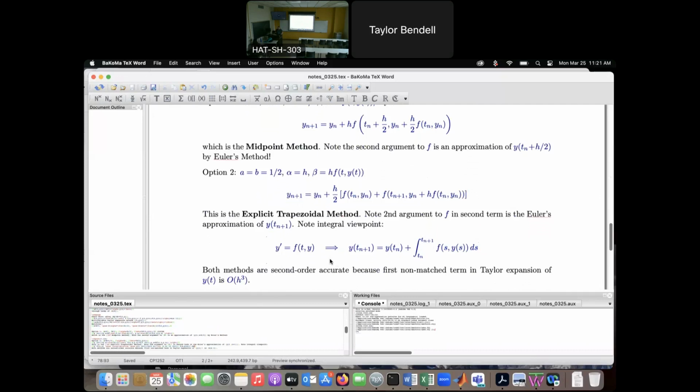Okay, so here are two of the simplest Runge-Kutta methods. So, questions on how these methods came about?